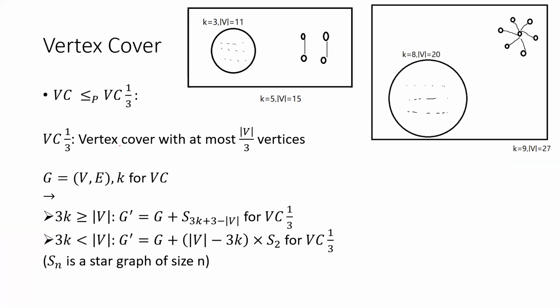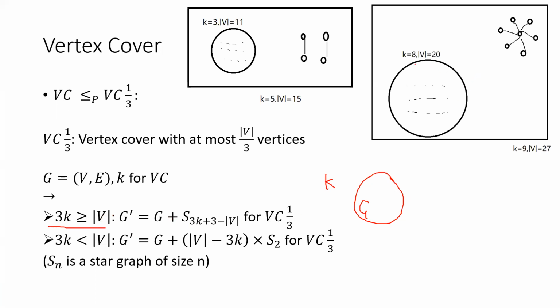And so this has two cases. For this VC problem, suppose you have a graph G and you have a number K. You want to know whether there's a vertex cover of at most size K. And if 3K is greater than or equal to V, then we will do this.